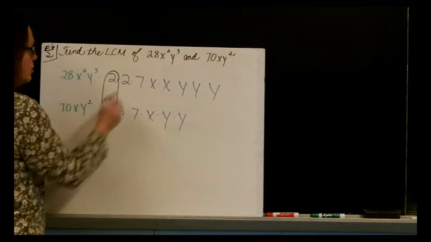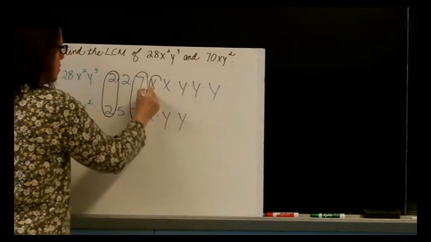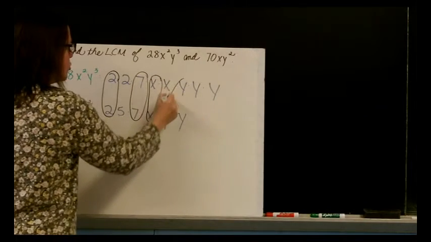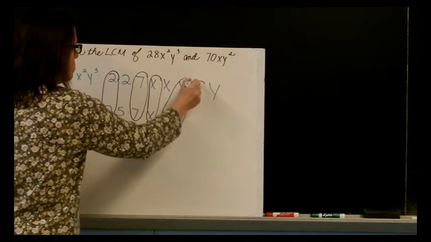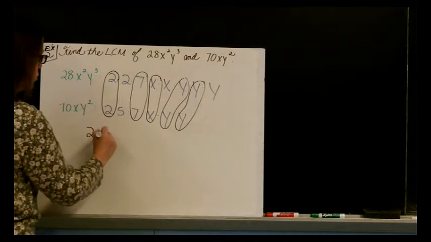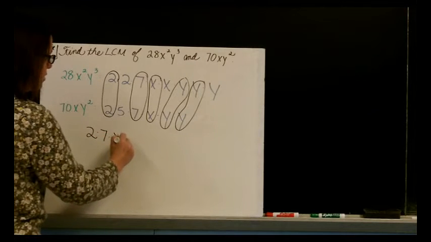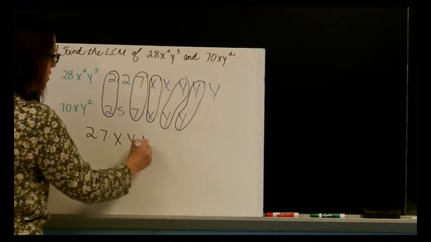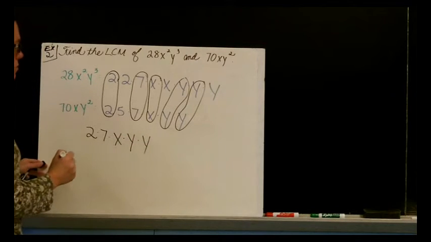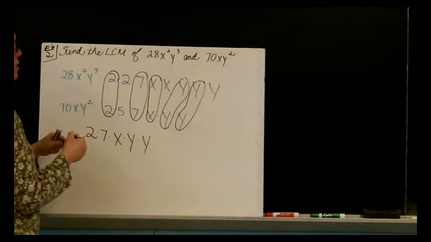Both of these monomials have a 2 and a 7. They also have an x and two y's in common. So I'll start my expression: 2 times 7 times x times y times y. And now here's the part where it could get tricky. That's why I like to underline.